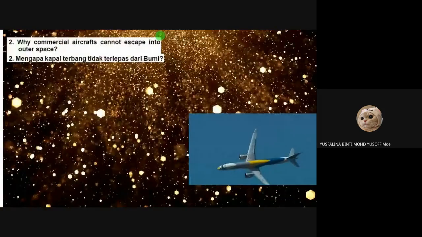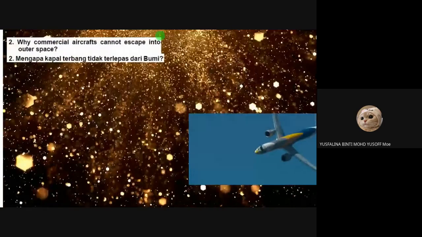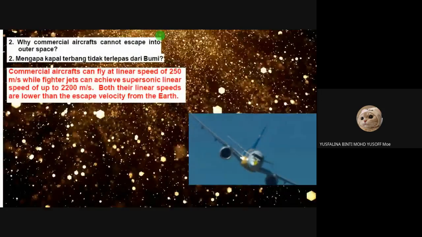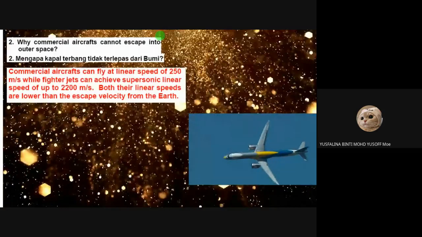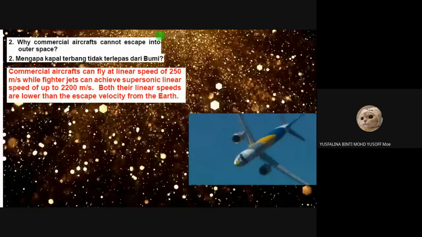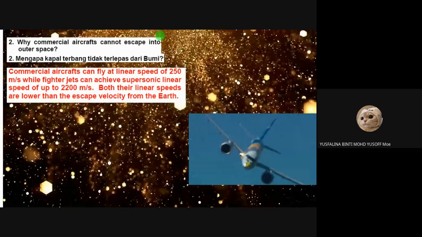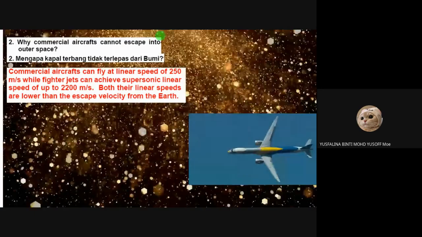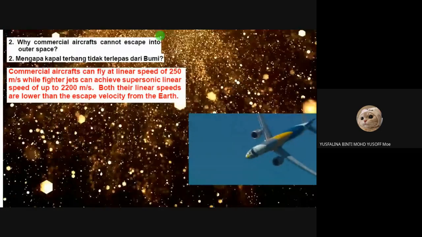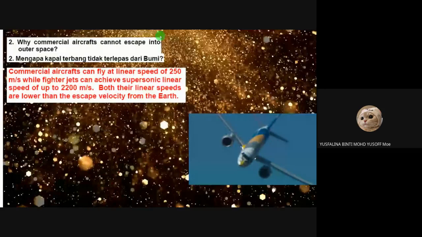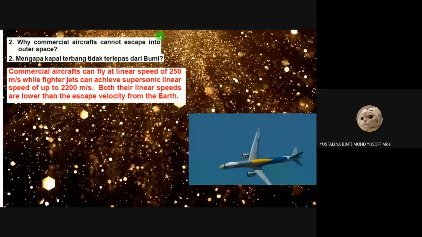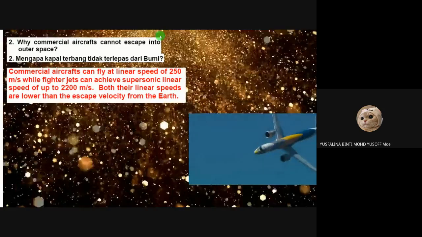Okay, for number two, why can commercial aircraft not escape into outer space? Same as the air molecule just now, because the speed of the aircraft is usually 200 meters per second. So it's much lower, right? Because the escape velocity for the Earth must be like 11,200. So it just moves at 250 meters per second. Even the fastest one, the supersonic one, has a speed of only 2,200 meters per second, still far away from 11,200. So that's why, because it's below the escape velocity, it will not escape to the outer space.